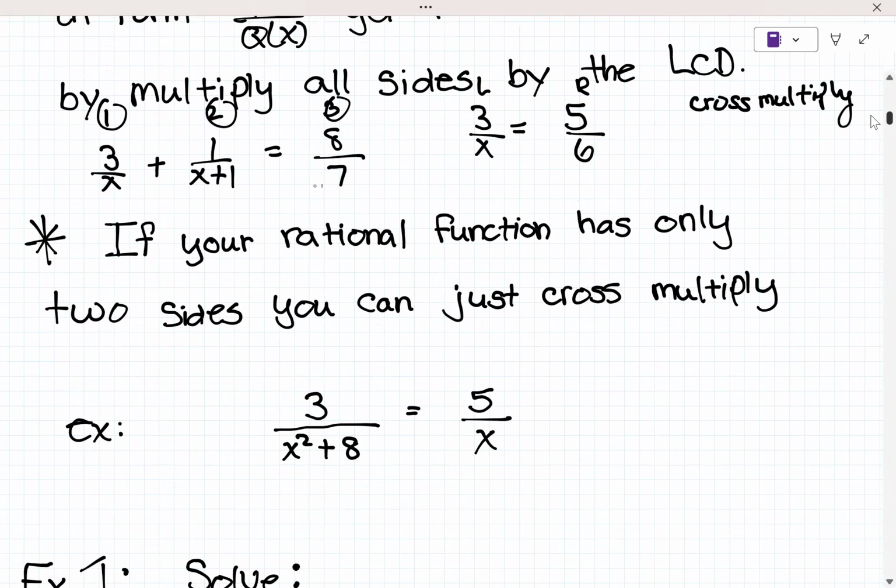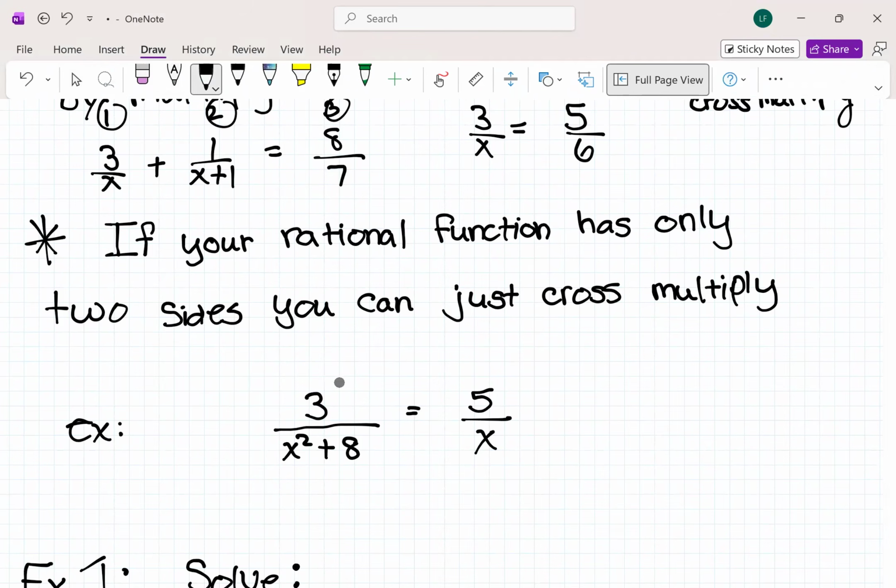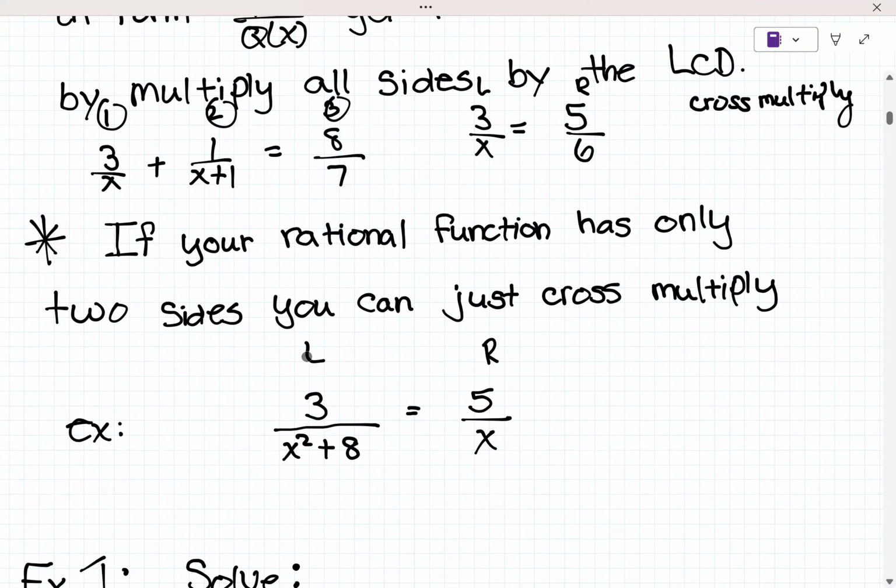Like I just explained, if you have a rational function that only has two sides, you can just cross multiply. Here's a perfect example: this only has a left and a right. This is the left side, this is the right. You only have two sides, right? One, two. So if you have two sides, you could just cross multiply.